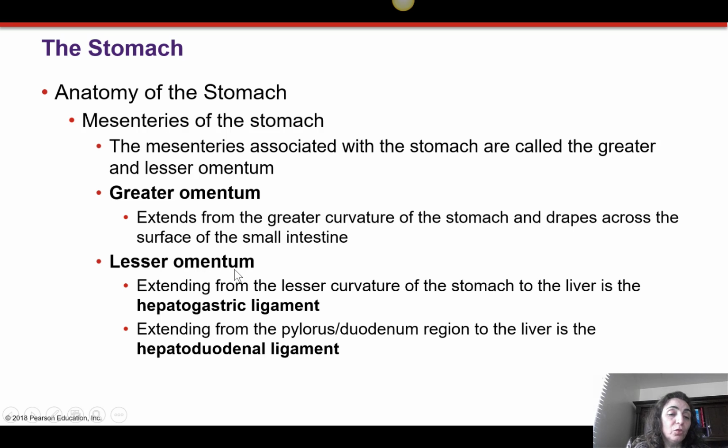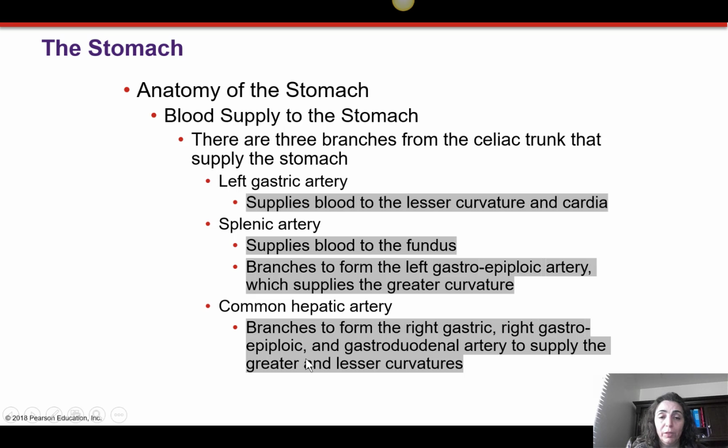Then we have the lesser omentum. Lesser omentum extends from the lesser curvature of the stomach to the liver. The part that is from the stomach to the liver is called the hepatogastric ligament, and the part that extends from the pylorus and duodenum region to the liver is the hepatoduodenal ligament. We talked about the three structures that are passing through the hepatoduodenal ligament.